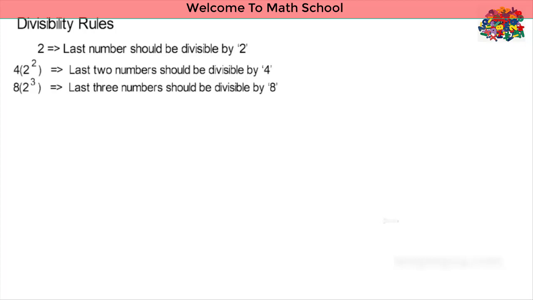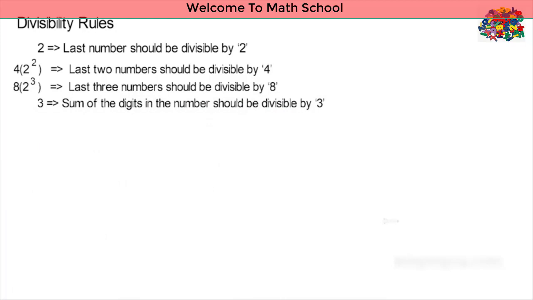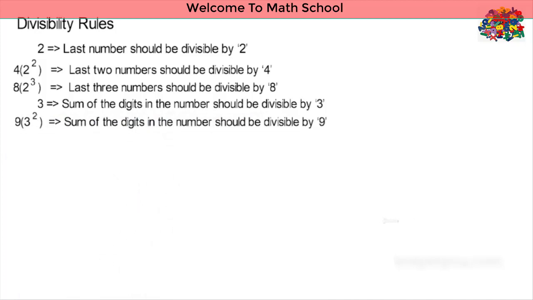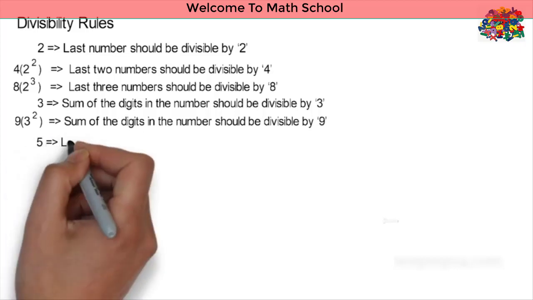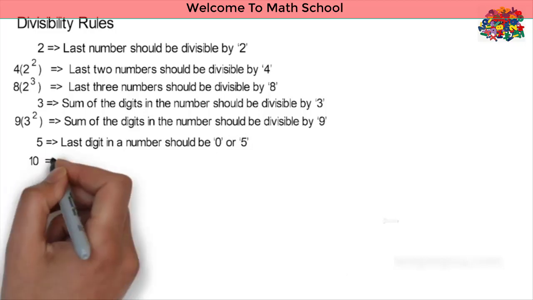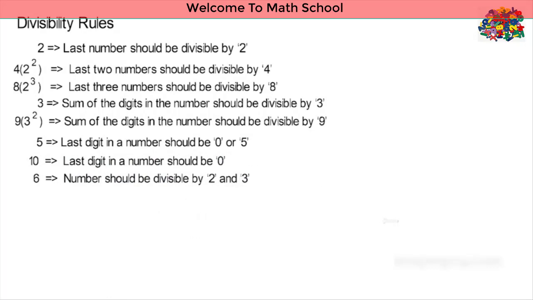Similarly, if you want to check whether a number is divisible by 3, the sum of the digits in the number should be divisible by 3. And similarly, for 9, which is nothing but 3 squared, the sum of the digits in the number should be divisible by 9. For 5, if the last digit in the number is 0 or 5, then the number is divisible by 5. For 10, the last digit in a number should be 0.